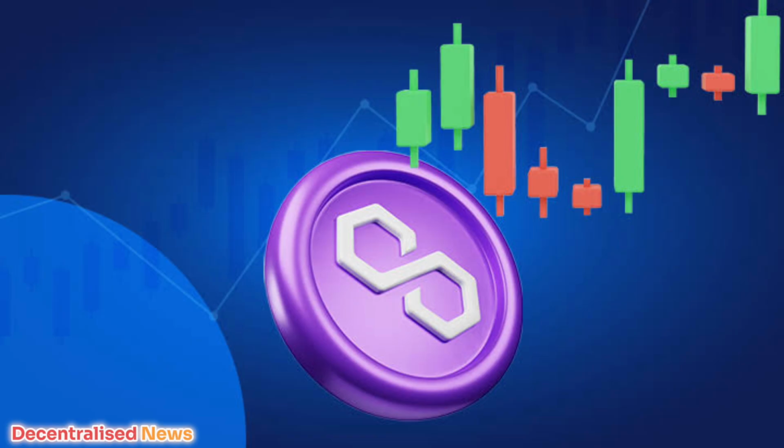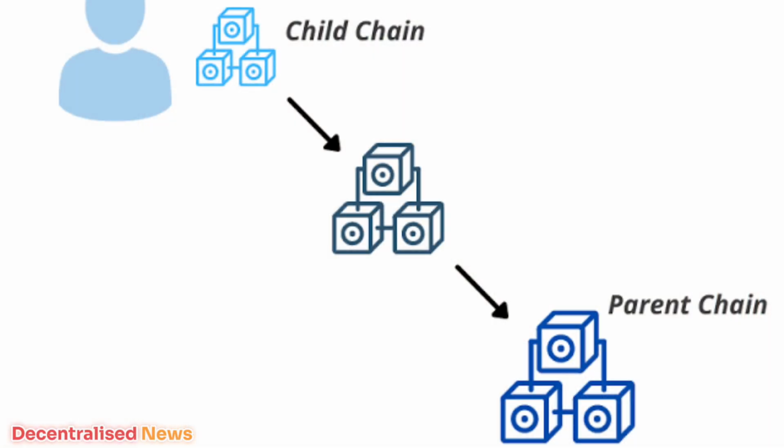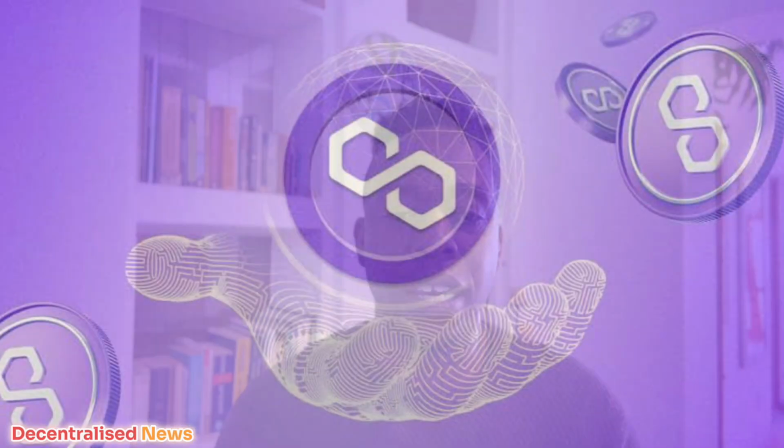Right. So when you want to talk about Plasma, which is a framework for creating scalable applications by using child chains that operate under the main Ethereum blockchain, these chains can handle complex computations off chain and only settle the results on the main chain. So that's Plasma networks. And an example is OmiseGO, or you also have Matic Network, right?